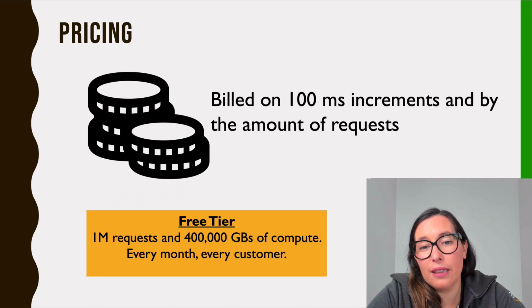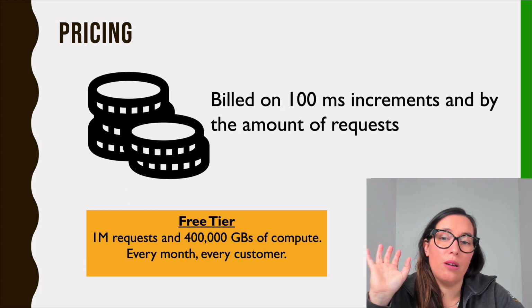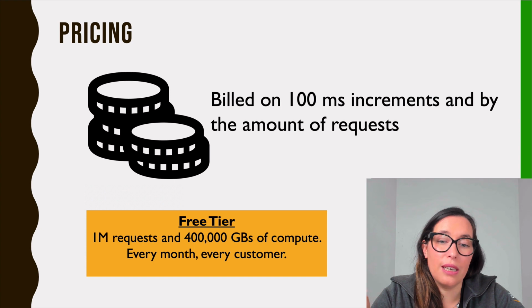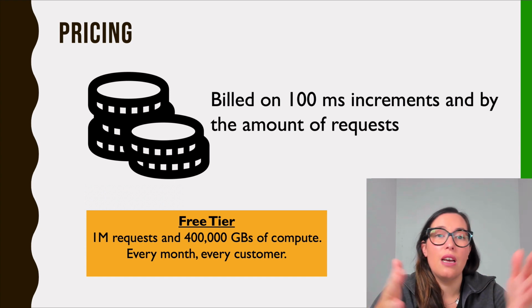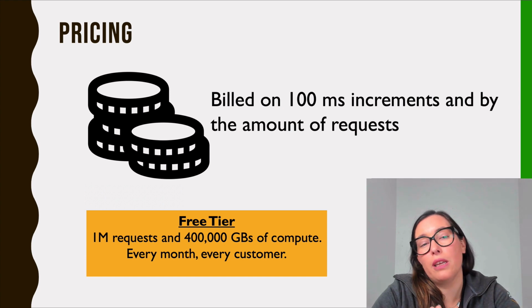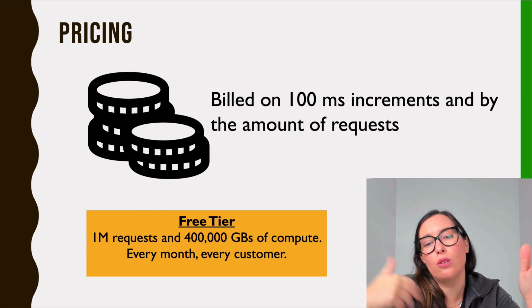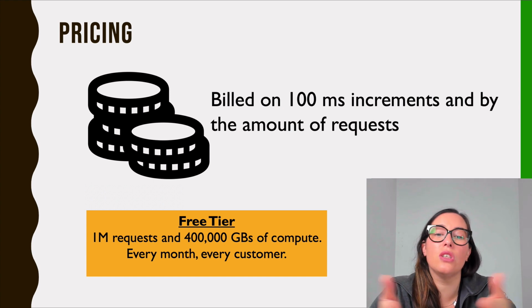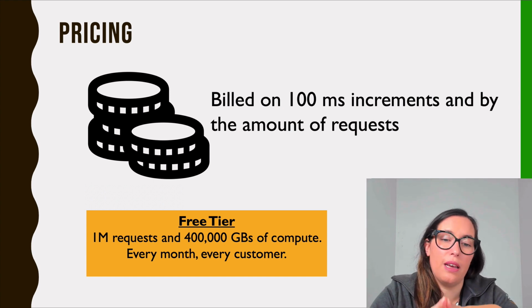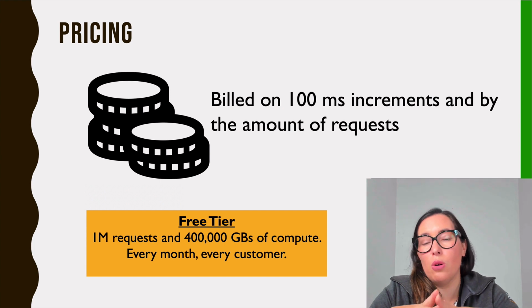How is Lambda billed? Well, it's billed on two kinds of characteristics. The amount of time your code is executing, in 100 millisecond increments. So every 100 milliseconds we are billed. So if you run for 2 milliseconds or for 98 milliseconds, we charge you for the full 100 milliseconds. And then it's also charged by the amount of requests. So depending on how many times Lambdas are invoked, then you are getting charged.